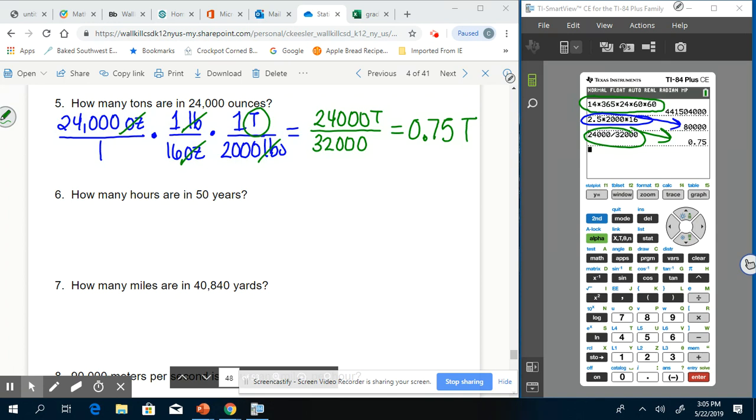All right, so in all the ones I showed you, I'm just converting one unit to another. So you should be able to do the ones I left out. But numbers 8 and 9 have 2 units that are being converted. So I'm going to take a look at number 8 with you.